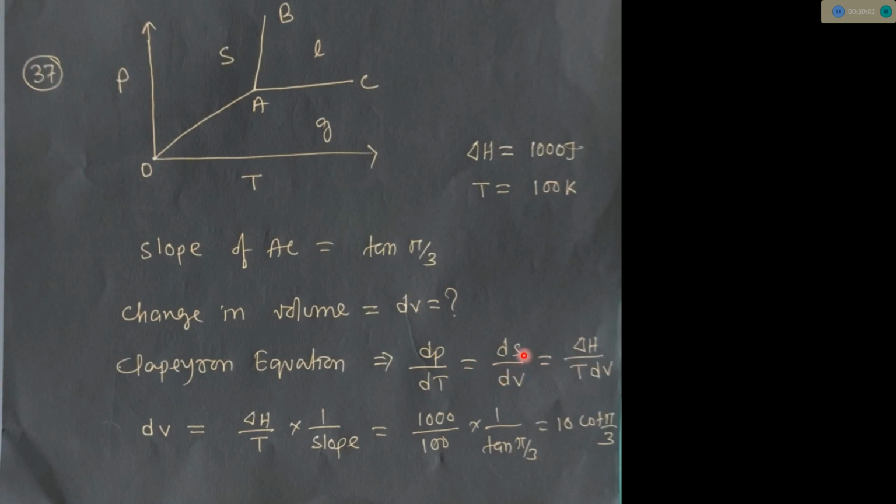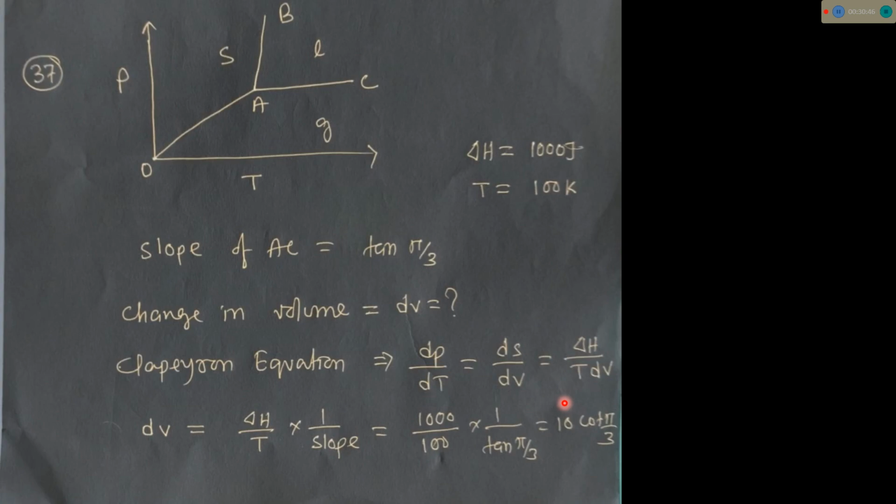So we can write dS as del H by T, into dV. So dS equals del H by T, and we can write dV equals del H by T into 1 by slope. This is a P versus T plot, so any straight line we draw here has slope dP/dT. The slope of AC is given as tan pi by 3. If we put the slope here, tan pi by 3, it becomes 1 upon tan pi by 3, which means cot pi by 3.